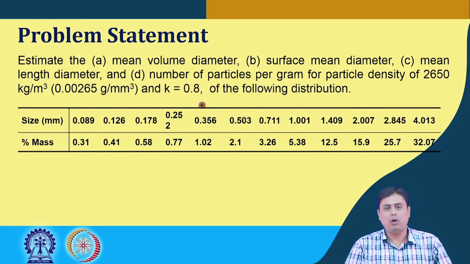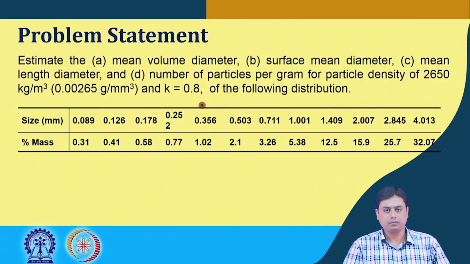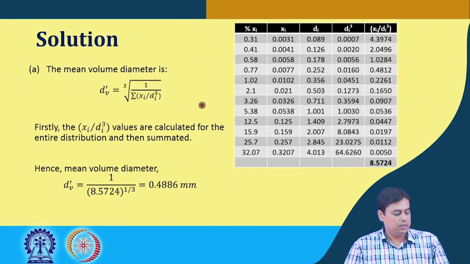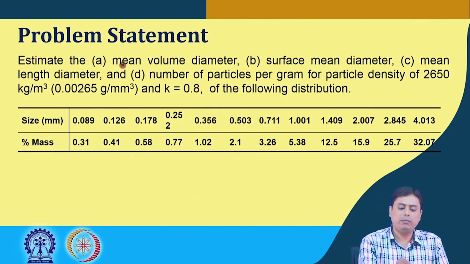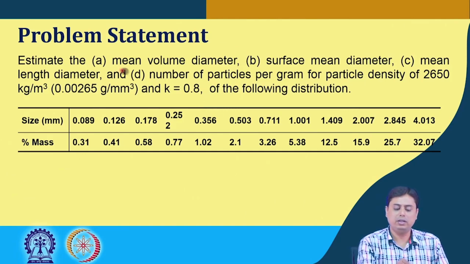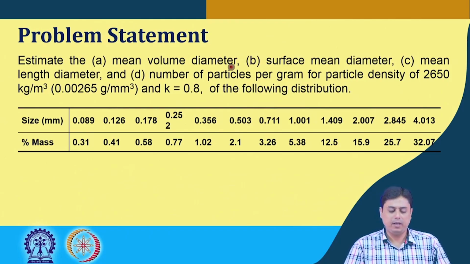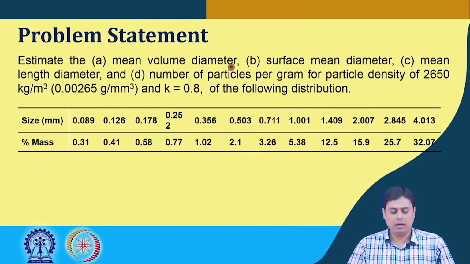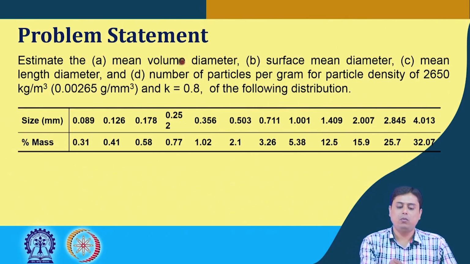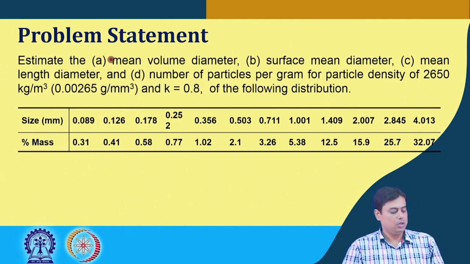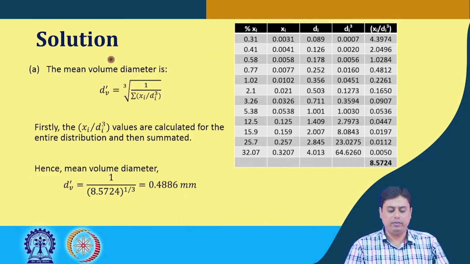So how do we solve this problem? Similar to the previous example, first of all we have to note what is required. The first thing is the mean volume diameter. Let me re-emphasize that where the word mean is written is important. The mean volume diameter is different from the volume mean diameter. So accordingly we pick our definition.